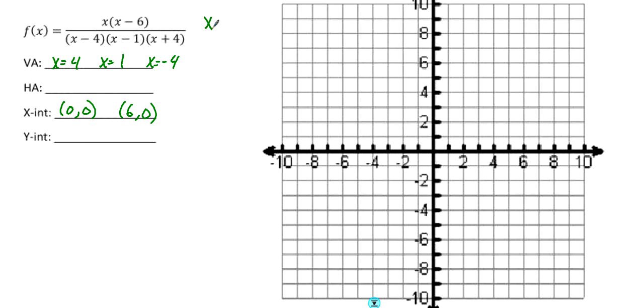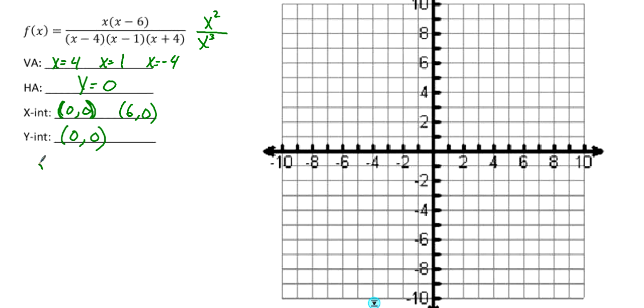Again, you compare the powers of the top, which is squared, and the bottom is cubed, so it's bigger on bottom, which means y equals 0 is where my horizontal is. And because I already know I have a (0, 0) as an x-intercept, I know that my y-intercept also has to be (0, 0). Okay?